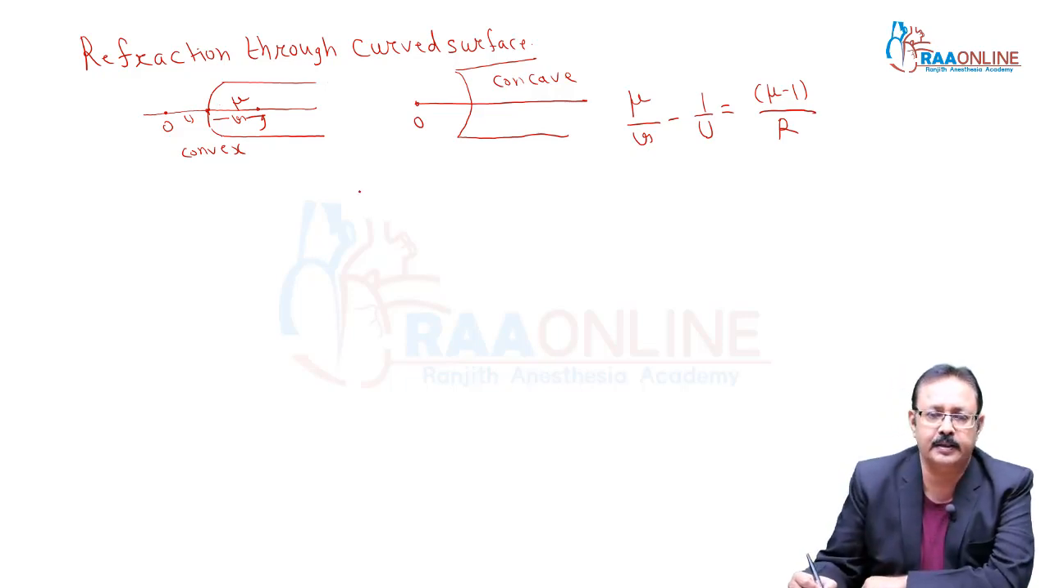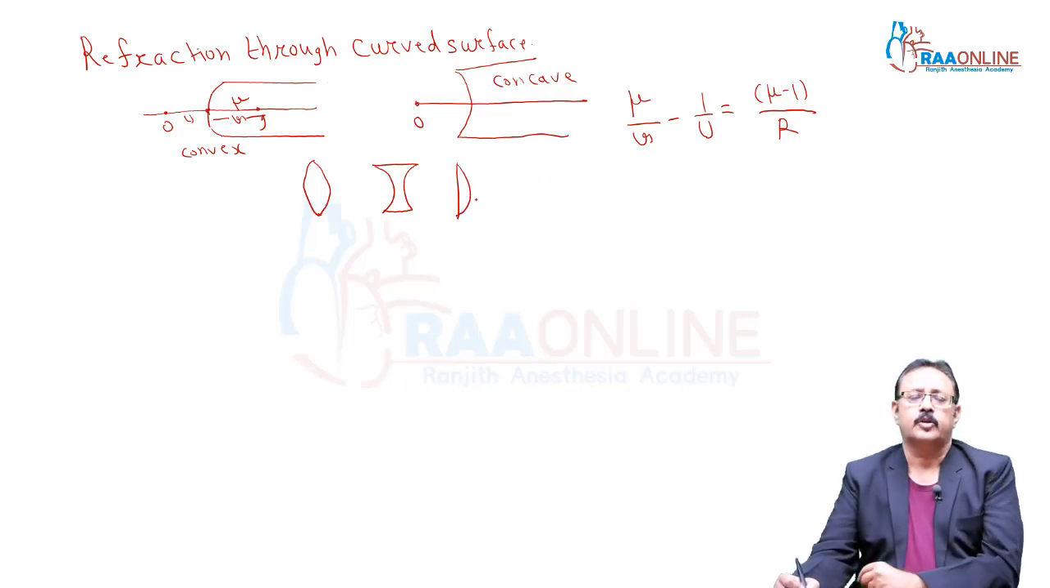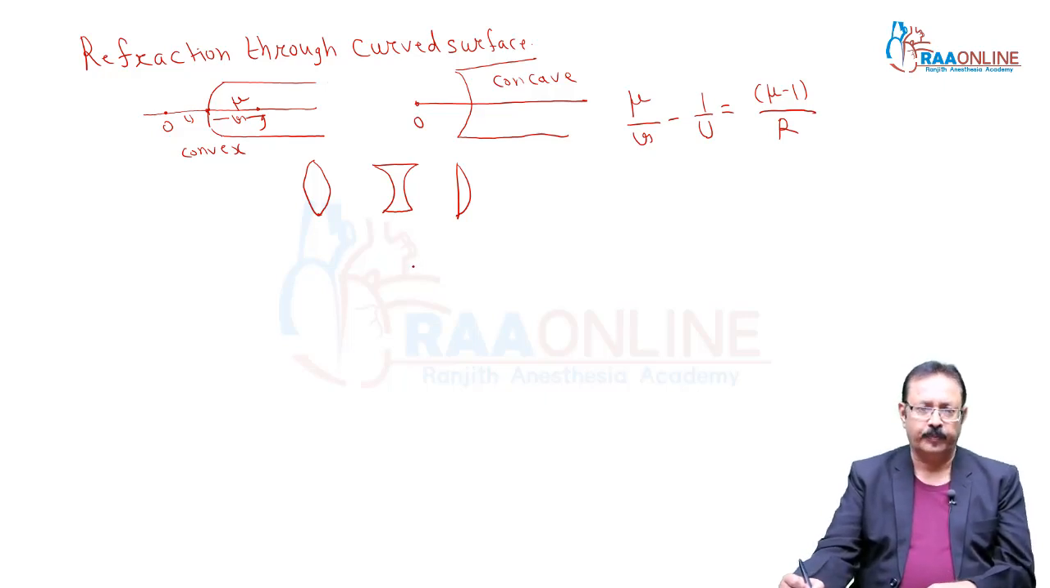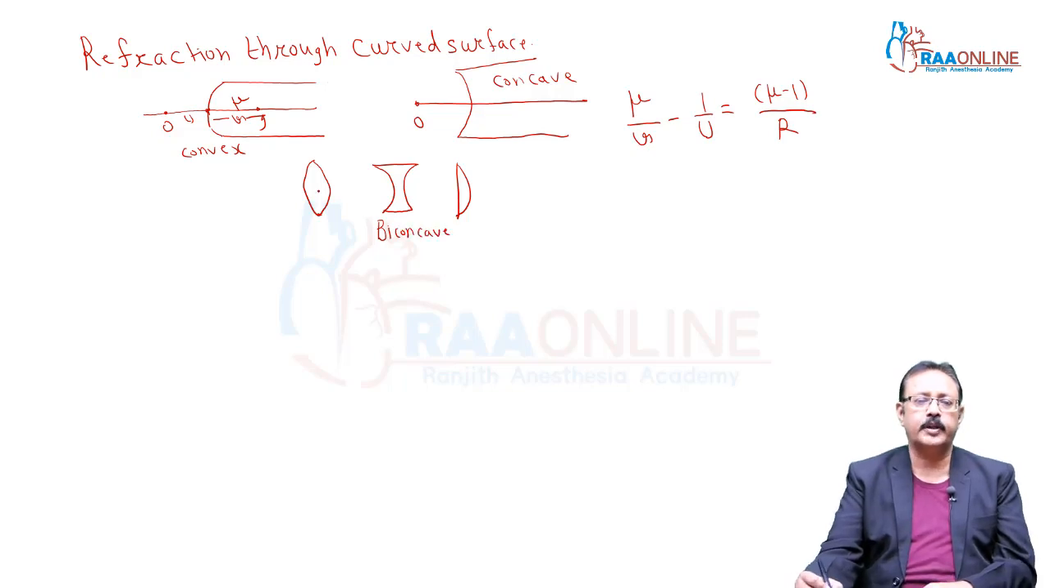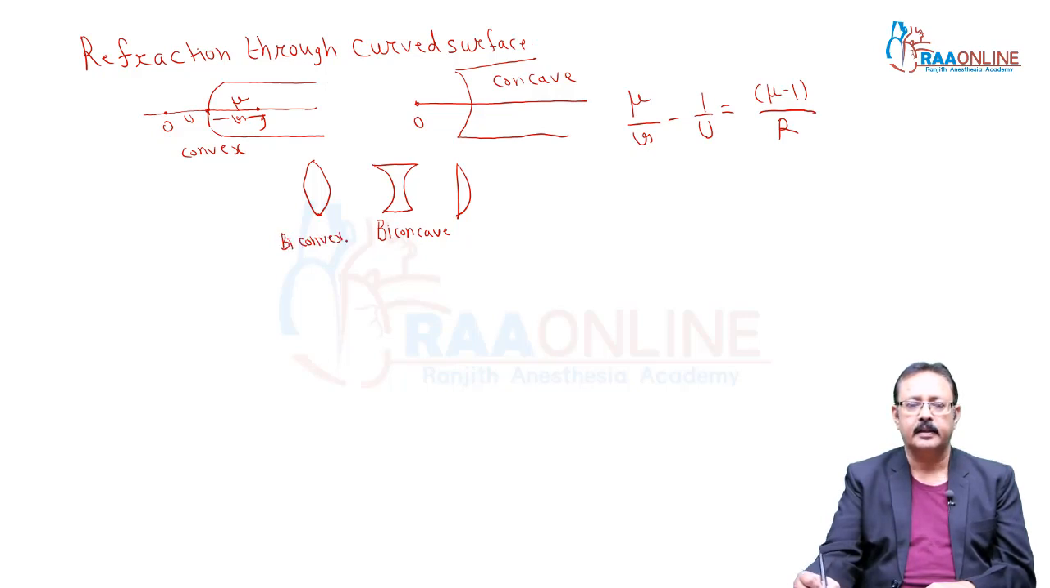But what is happening in a lens? In a lens, you are using two curved surfaces. So a lens is either of this type or this type, or you can make this type. So many types of lenses you can form. In this type, both surfaces are concave, so it is known as a biconcave lens. Both surfaces are convex, so it is a biconvex lens. It has one surface plane, one convex: plano-convex.